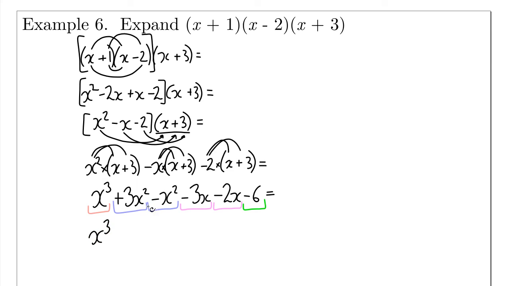x cubed stays as it is. Plus 3x squared minus x squared combined together gives me plus 2x squared. Minus 3x minus 2x gives me minus 5x. Finally we have the minus 6. And so the answer is x cubed plus 2x squared minus 5x minus 6.